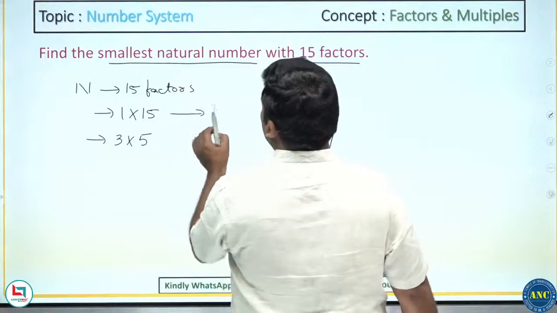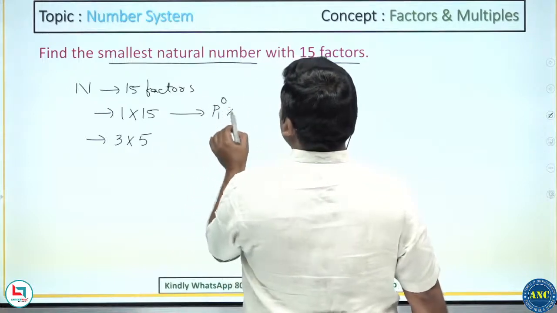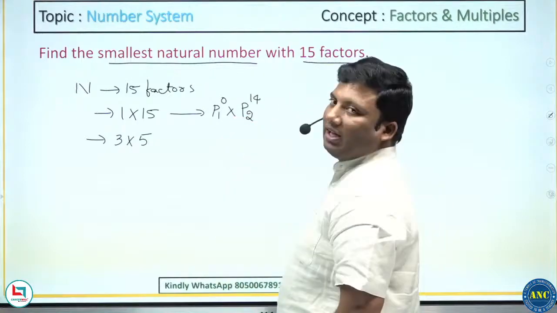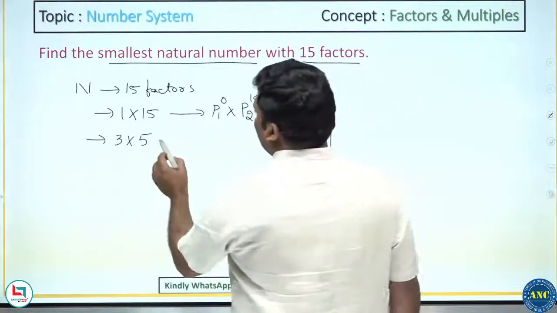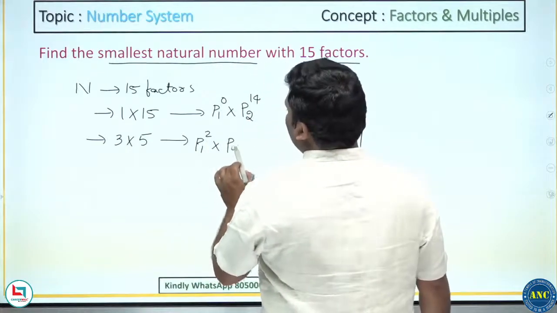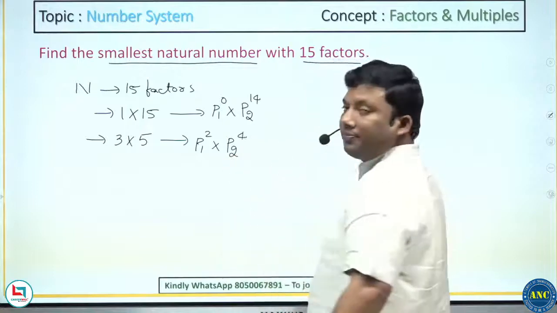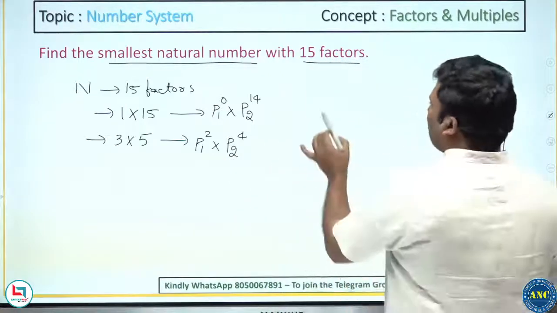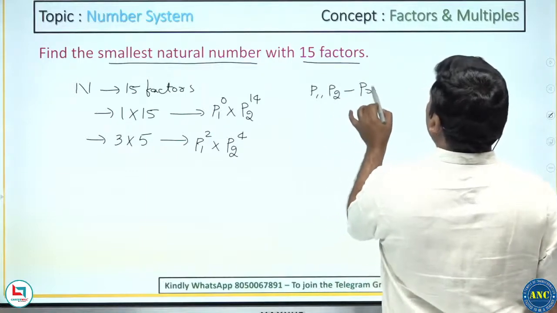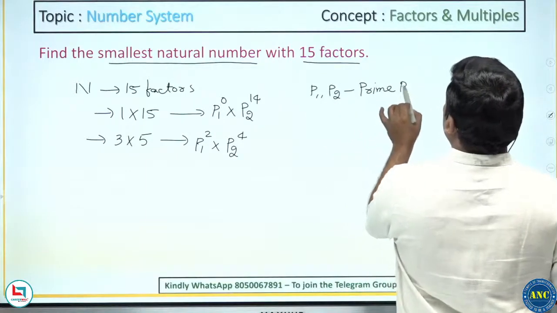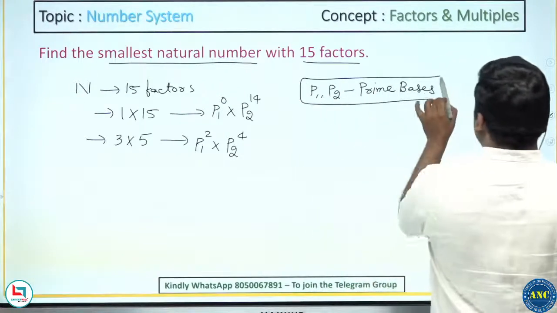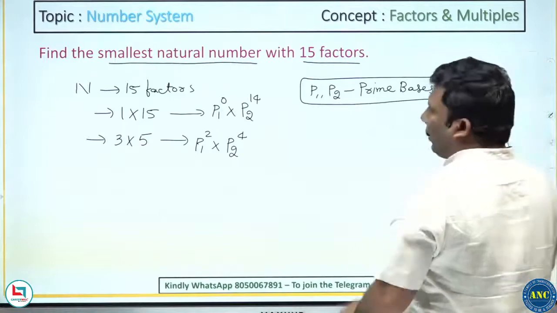1 means the number of factors is 1, so the power will be 0. If it is 15, the power will be 14. If it is 3, the power will be 2. If it is 5, the power will be 4. Am I right? Only 2 cases. P1 and P2 are all prime bases. Every natural number can be written as a power of prime bases.